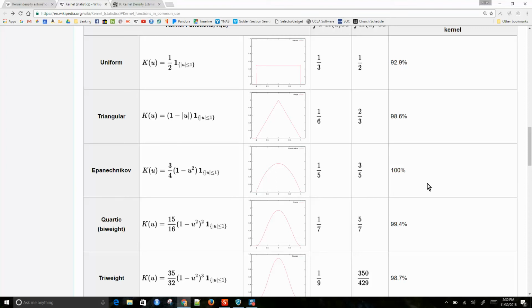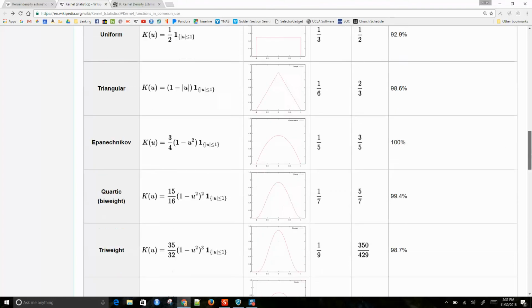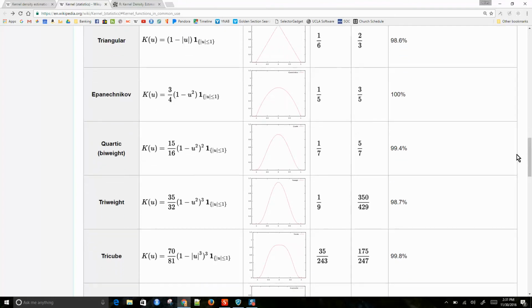Epanechnikov. Russian, yes. I'm sure it is not from the U.S. Maybe, but yeah, it's an upside down parabola. I wish they just called it upside down parabola. That would make it a lot easier. But this is what it is.